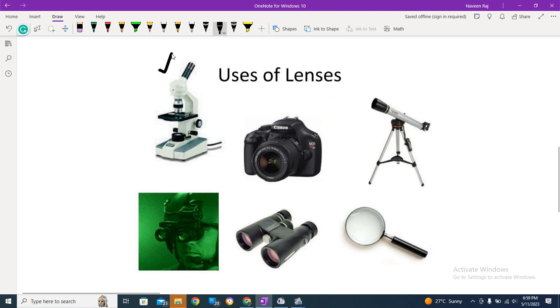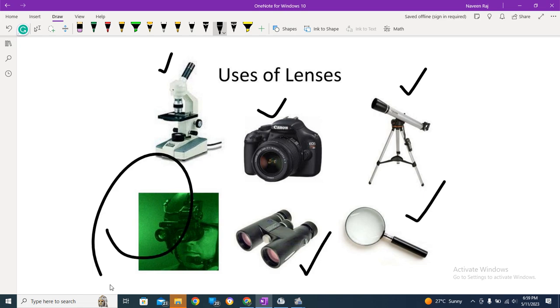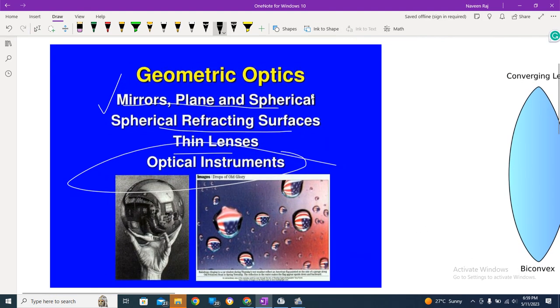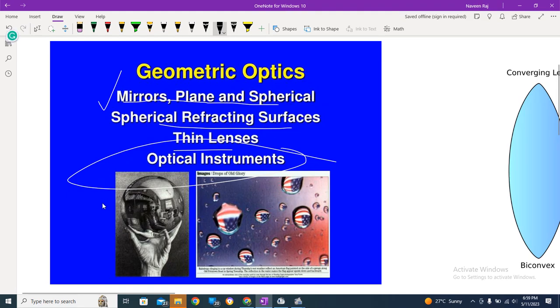We are using microscopes, cameras, telescopes, magnifying glasses, binoculars, and different other instruments. So these are all due to the lenses. Of course they are very practical, and we are also using them for designing instruments or showpieces, which look cool as well.